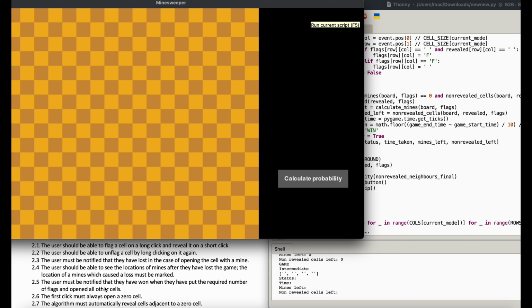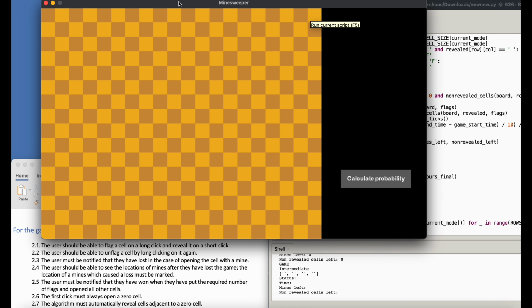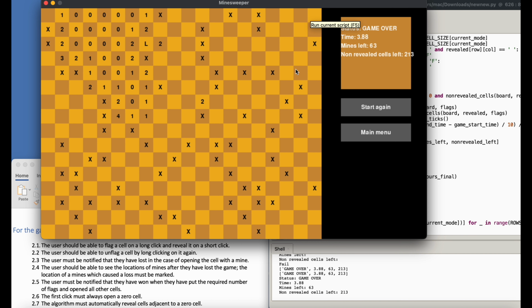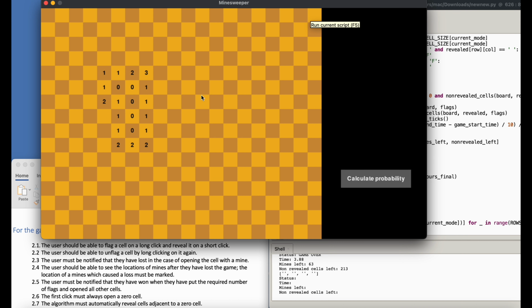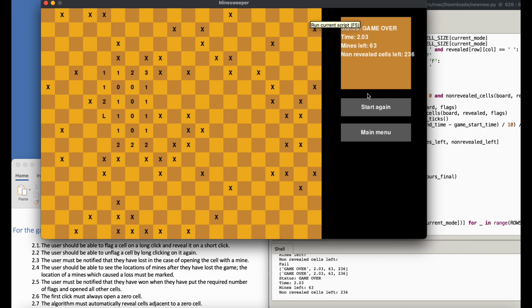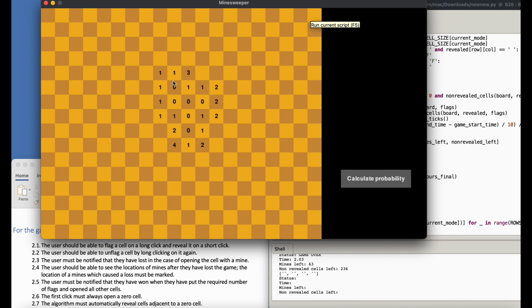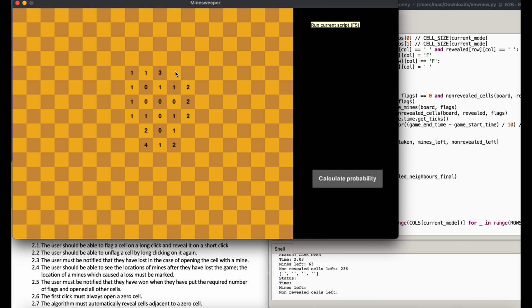Objective 2.6. The first click must always open a 0 cell. So as we have noticed, it always opens a 0 cell. We can start again. And yes, we can notice that it always opens a 0 cell, and it also reveals all the other 0 cells. We choose some other objective.